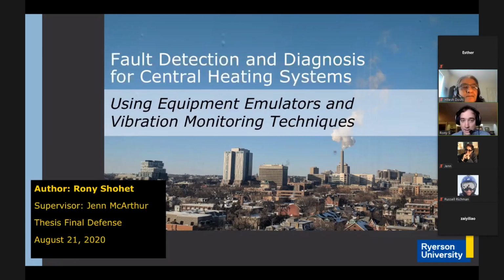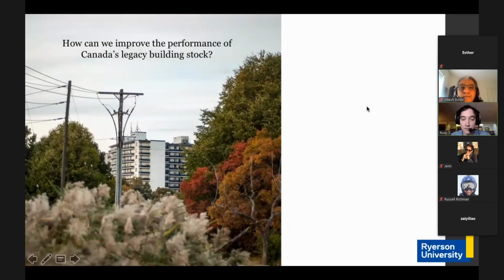The title of my work is Fault Detection and Diagnosis for Central Heating Systems using equipment emulators and vibration monitoring techniques. So this work began by asking ourselves this question: how can we improve the performance of Canada's legacy building stock?